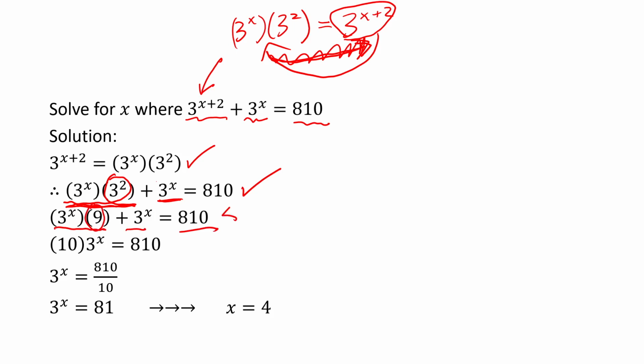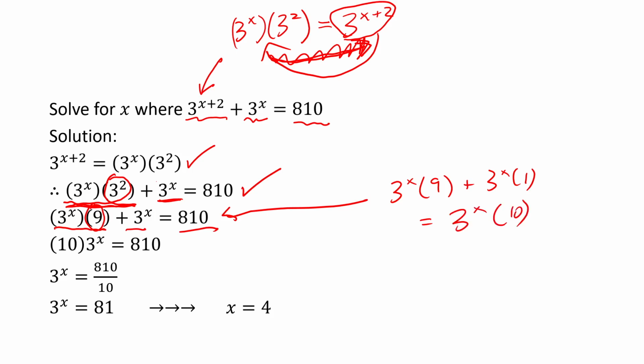Well, let's focus on the left-hand side of that line. 3 to the x times 9 plus 3 to the x times 1 is the same as 3 to the x times 10. Okay, I'm literally collecting like terms. So that's what I'm able to write in my next line. 10 times 3 to the x is equal to 810.